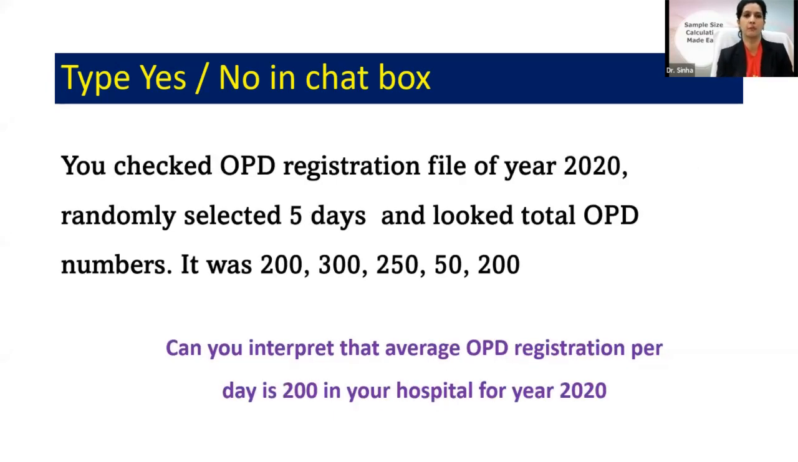Now see this third question. Again, the option is yes or no. You check the OPD registration file for the year 2020 and you randomly select 5 days and look for those OPD numbers. It was 200, 300, 250, 50 and 200, any 5 days. So can you interpret that the average OPD registration per day is 200 in your hospital for the year 2020? Can you say something of this sort?